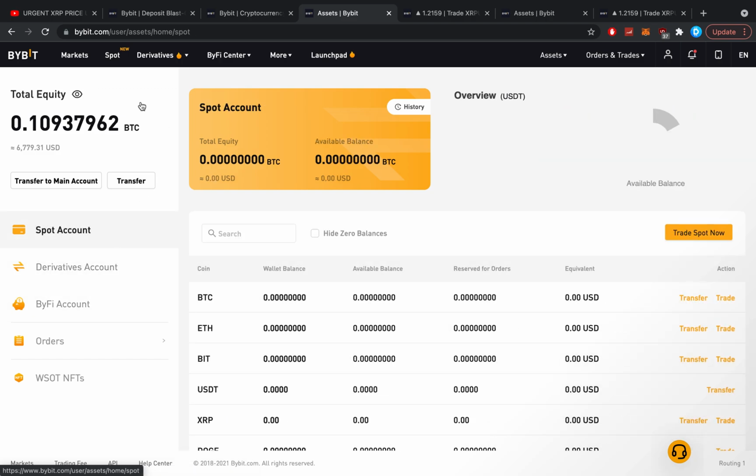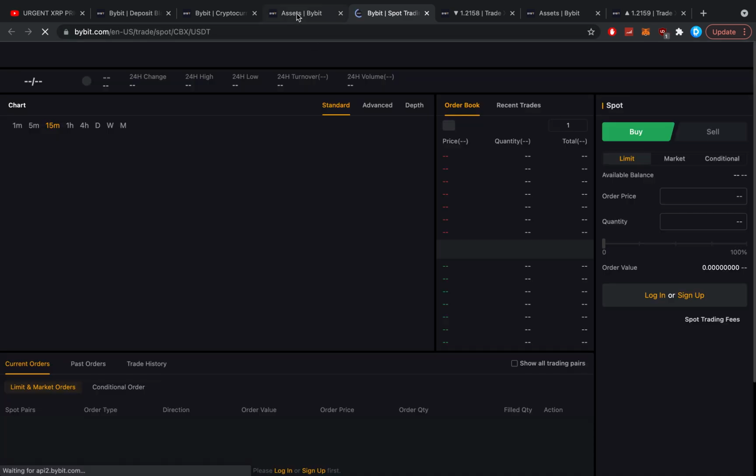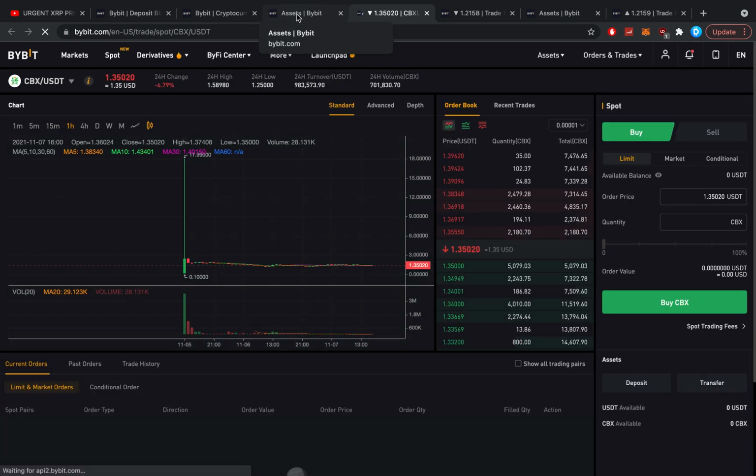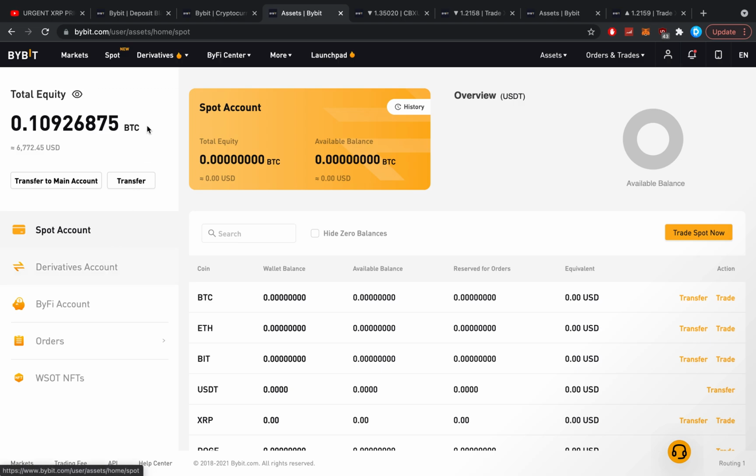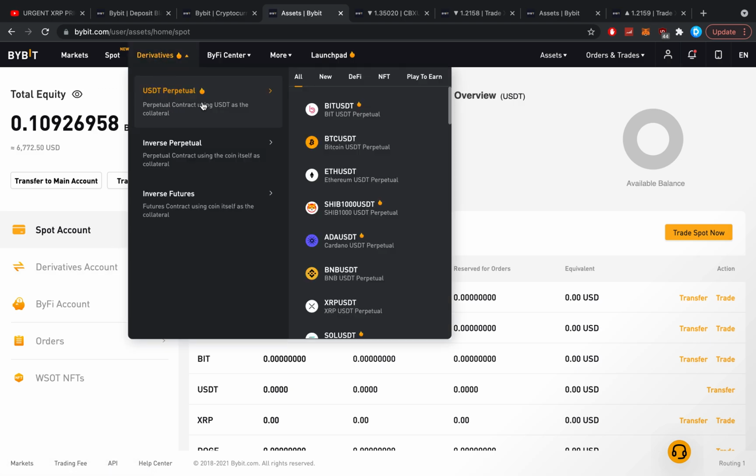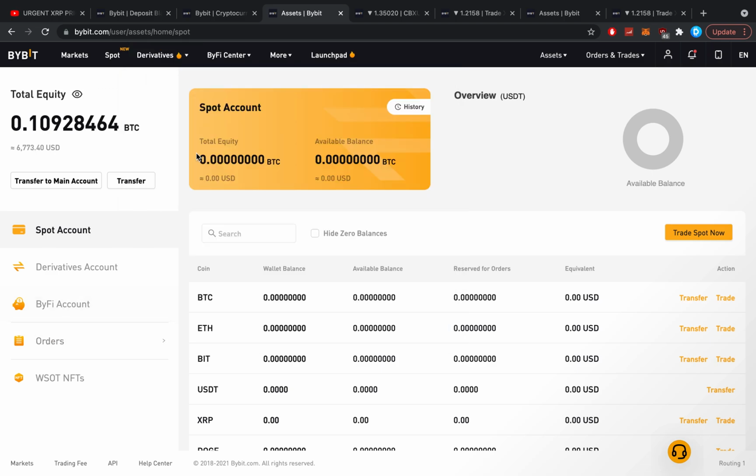Now, spot is, once more, if you buy crypto in the normal fashion, like you've done on every other exchange, you buy it, you have it forever, right? That's the way that spot works. Derivatives is this section right here. You buy it, you're basically buying a contract because you're buying these things with leverage. We'll talk about that more in a second. And ByFi is in this section here.